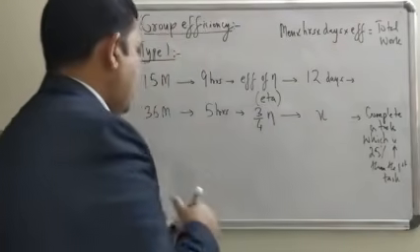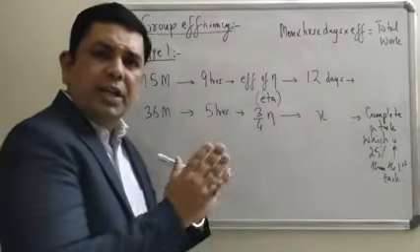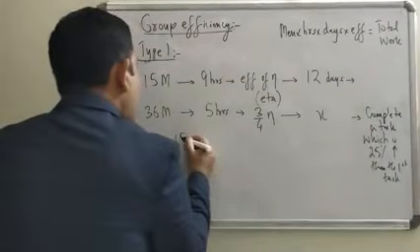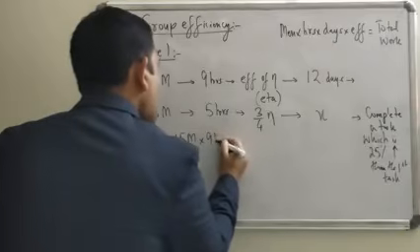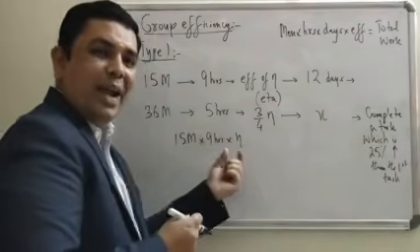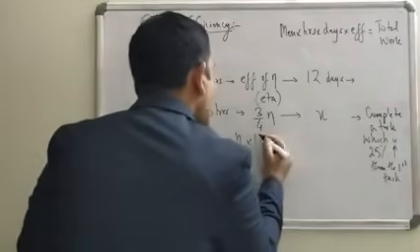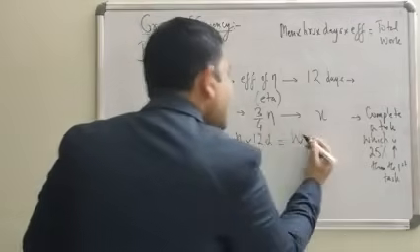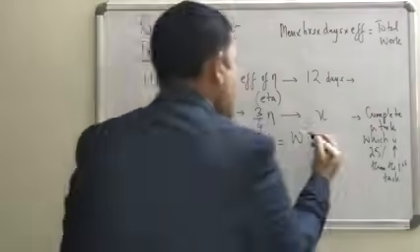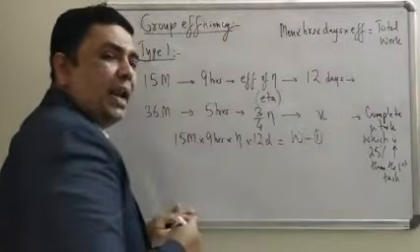How do we proceed? Please look at this solution. It is very simple, but how will we proceed? Alright, 15 men working for 9 hours. The efficiency also gets multiplied, eta. How many days? 12 days. Let this work done be W. So let me put 1 here.